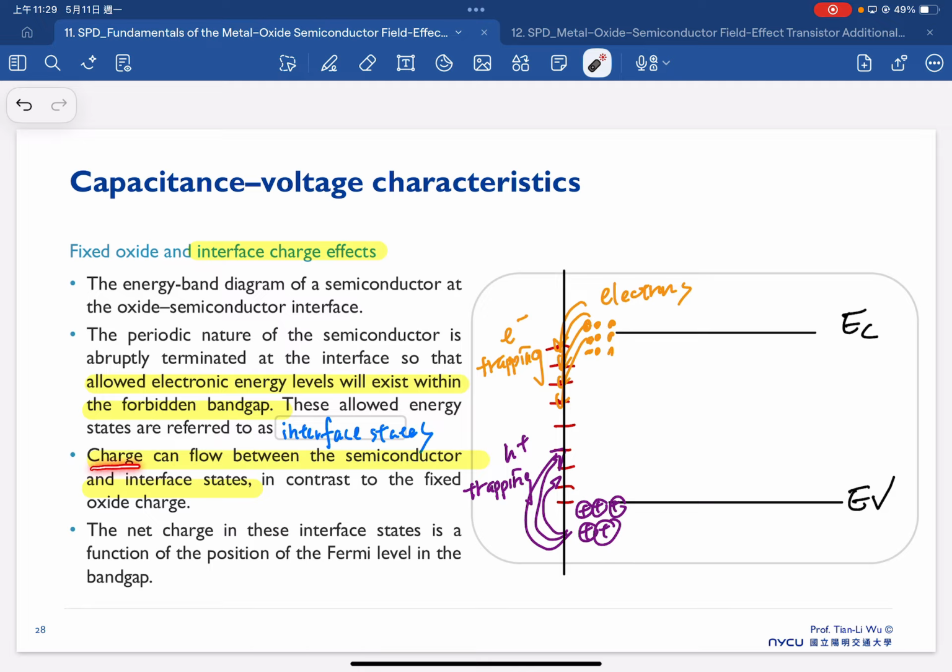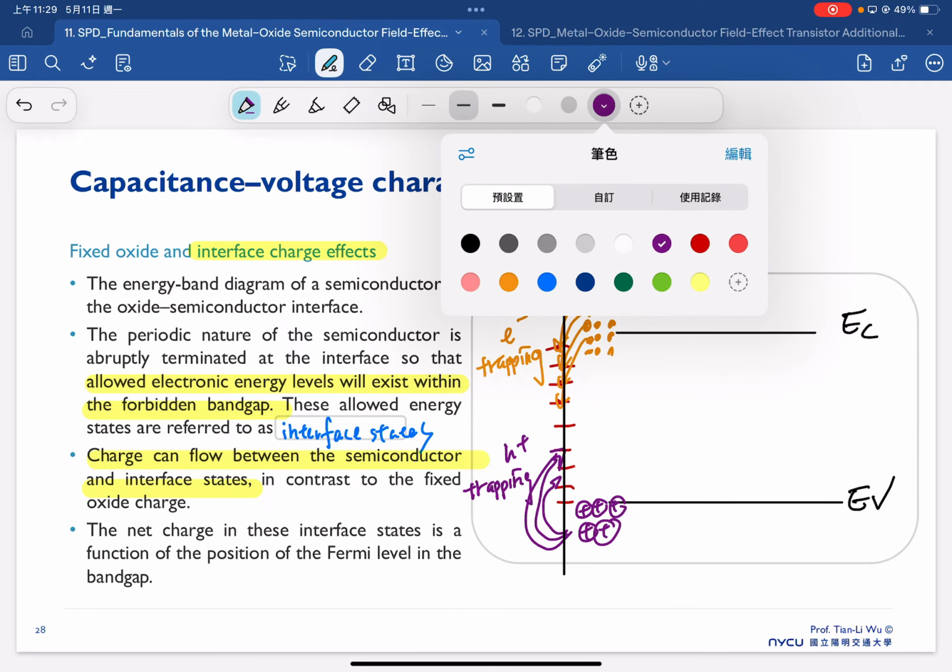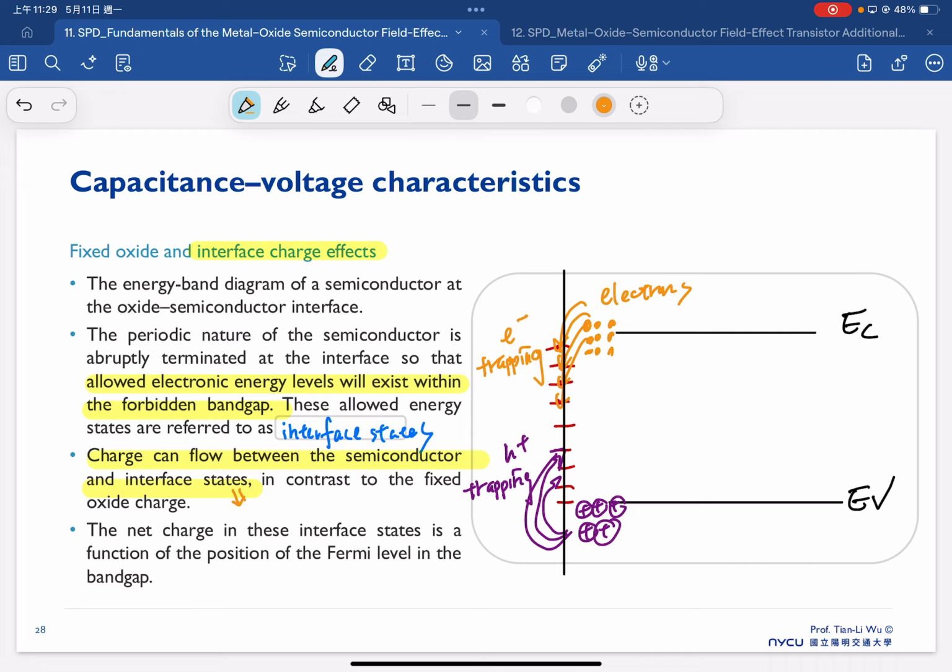In any case, charge can flow between the semiconductor and the interface state. That will lead to the issue of trapping, and that becomes one of the key issues for reliability. So this is also something very crucial when we talk about the MOS.